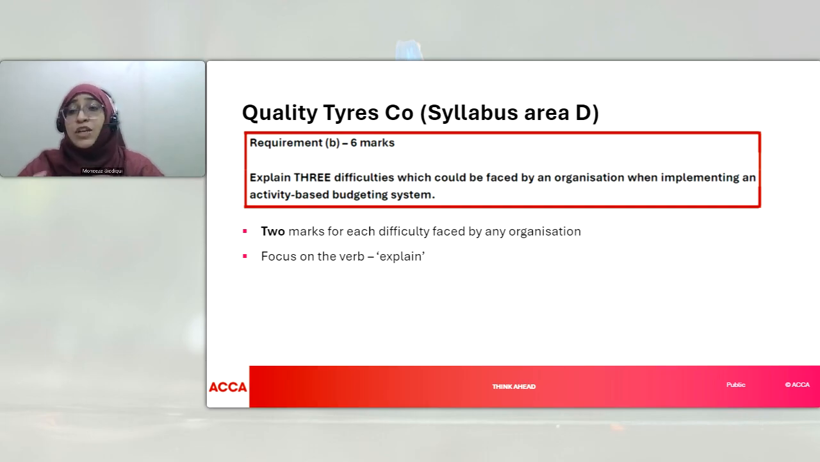Right? So you need to make sure that when you present that difficulty, it's not just, oh, this is the challenge that the company would face. You have to flesh it out. You need to provide more context to it. So you do also need to focus on the verb, and the verb clearly said explain, and that is why there are 2 marks for each of the difficulties.